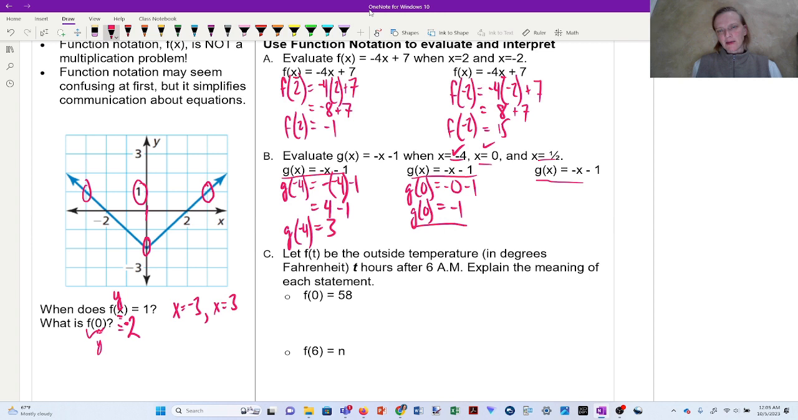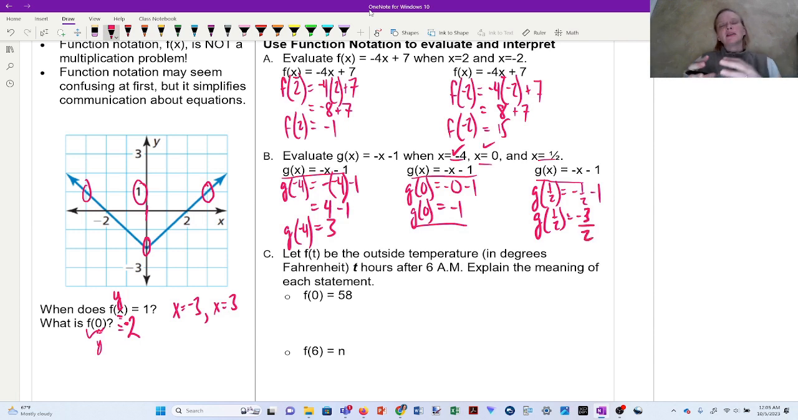And lastly, I'm going to plug in 1/2 where I see x. So g of 1/2 equals -1/2 minus 1. -1/2 minus 1 is going to give us -1.5 or -3/2. So g of 1/2 is -3/2.